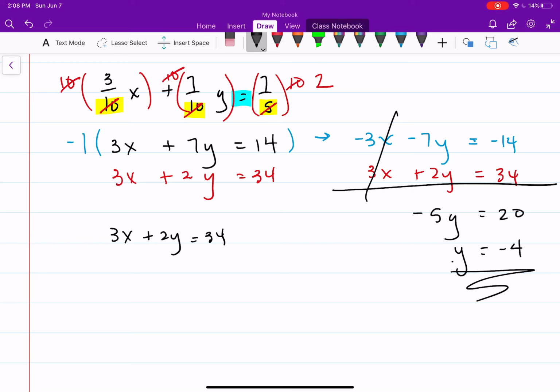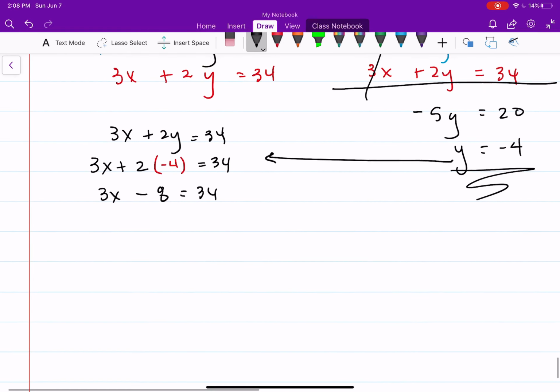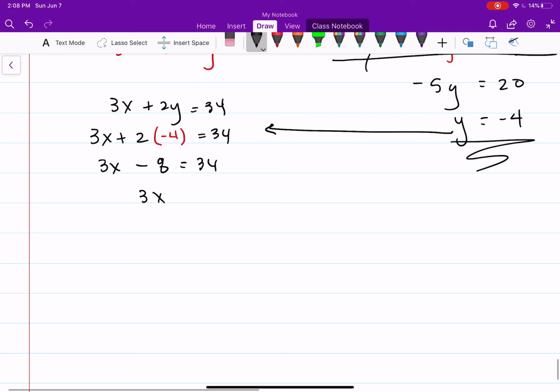And I know that y is equal to negative 4. So I'm going to have 3x plus 2 times negative 4 is equal to 34. So I got 3x minus 8 is equal to 34. So add 8 over. So 3x is equal to 42. So x is equal to 14. Okay, so I got that.